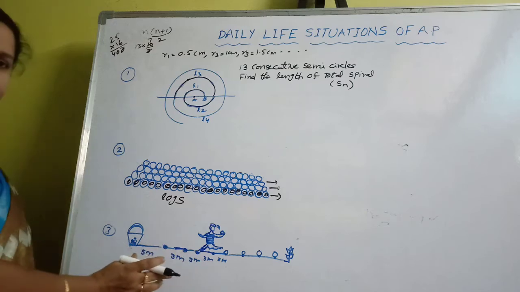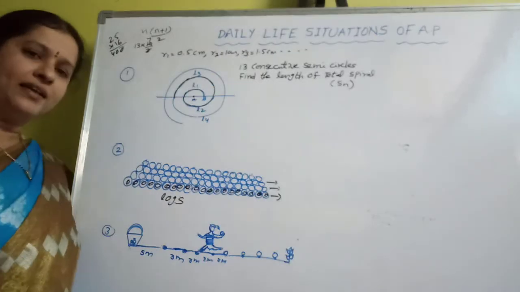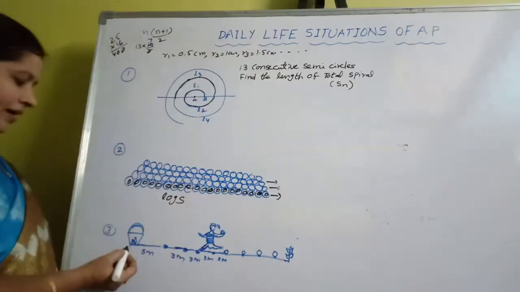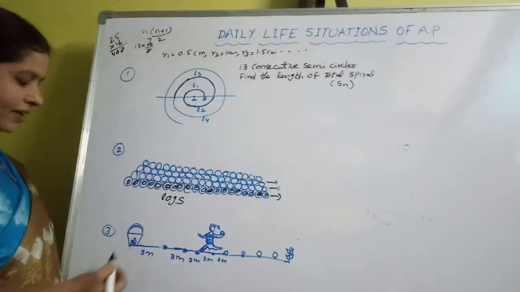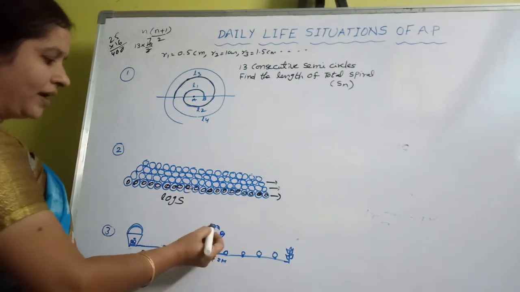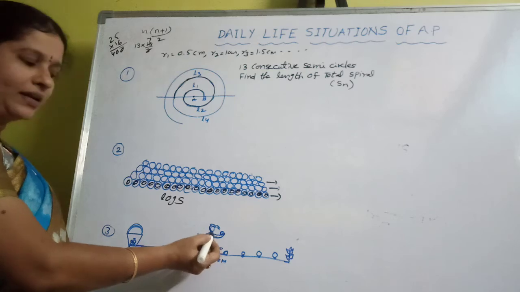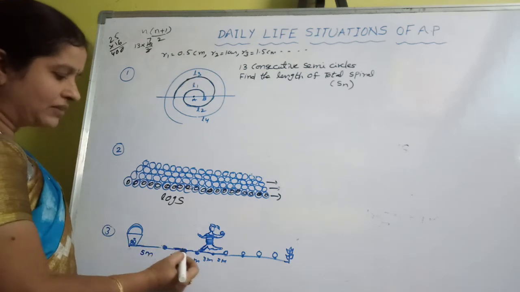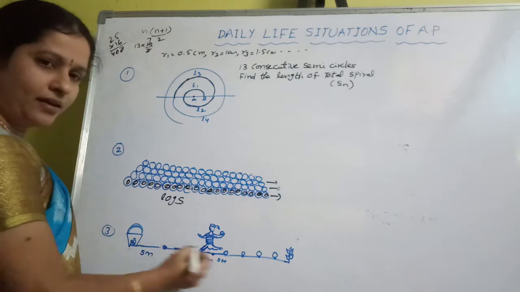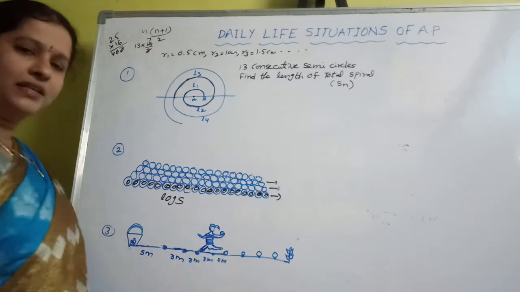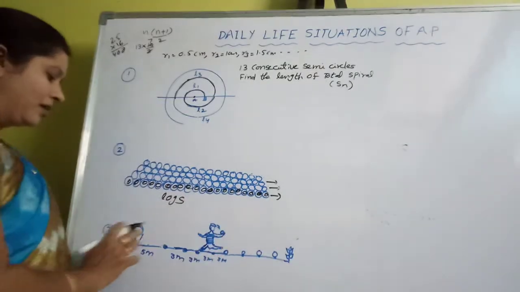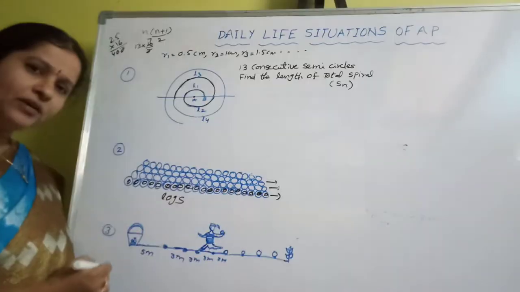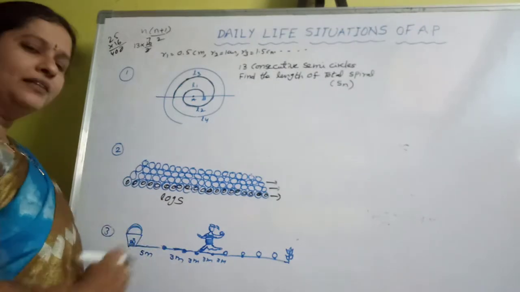So look at the third question here. It is a ball and bucket race. A bucket stands at the starting point, and here is the competitor. So many balls are placed in a line. The competitor starts, picks up a ball and throws it into the bucket. So that is the ball and bucket race.